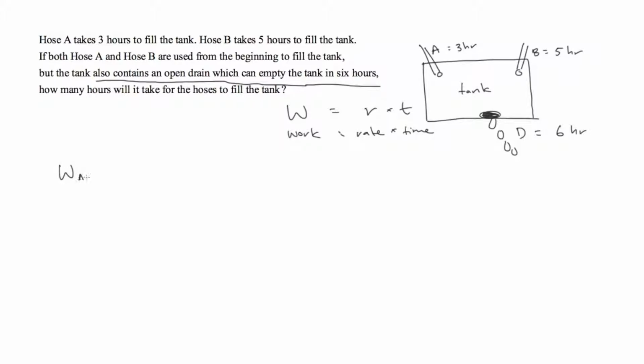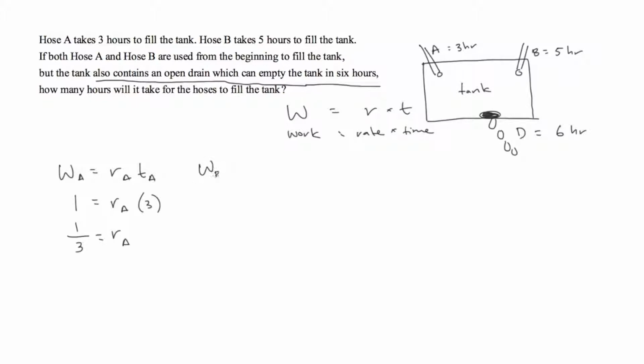So we have the work that A does is equal to the rate that A works times the T that A works. The work being done is just filling the tank up. So let's just call that 1 unit of work. We don't know what the rate of that is, but we know that it takes 3 hours. So the rate that hose A is working is 1 tank per every 3 hours.